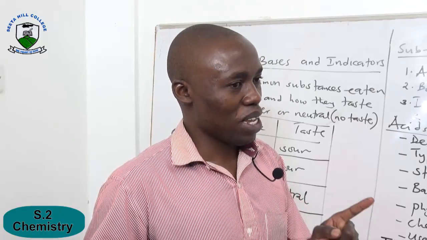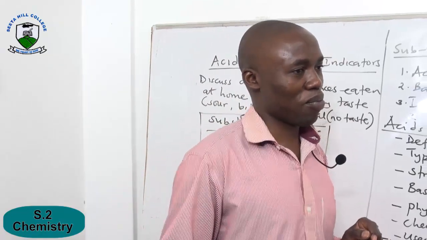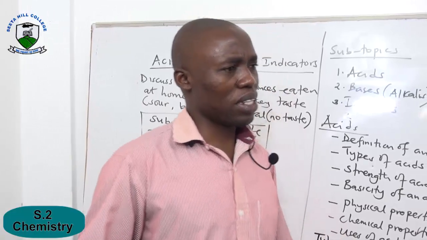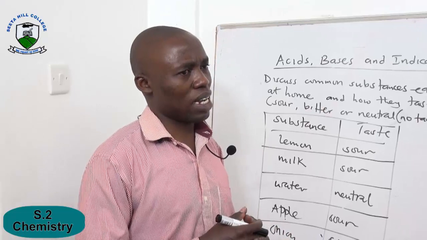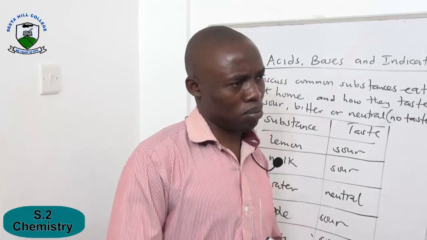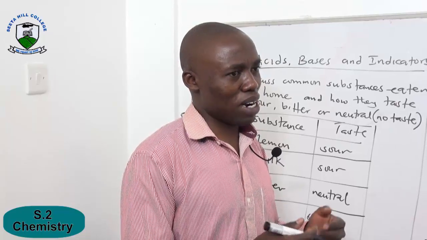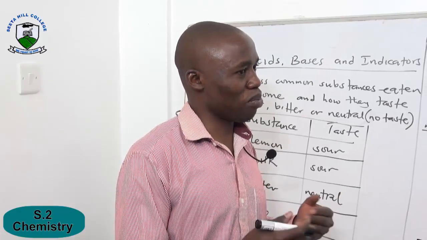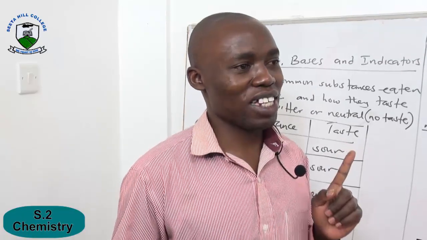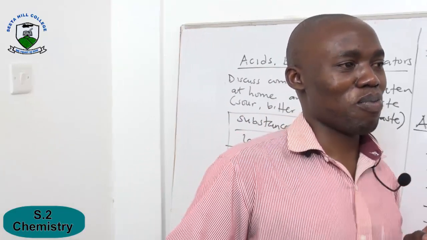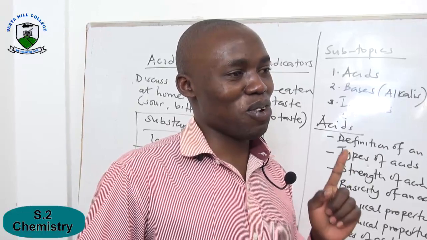Now, I'm going to ask another question before you give the second type. If the acid is not from a plant, where can it come from? Laboratory. And where does the laboratory get the chemical to make the acid? Remember our last topic in senior one? See, Patience is saying from minerals.